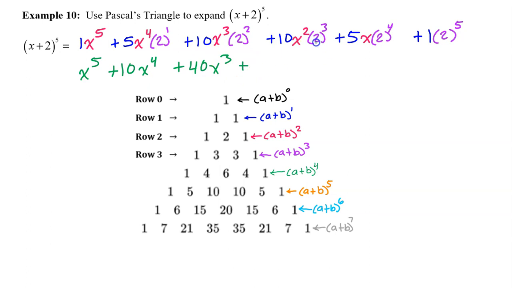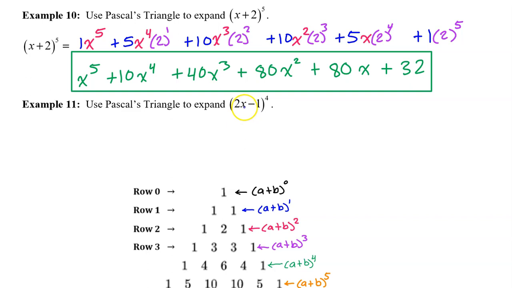For the next term, 2 to the 3rd power is 8. 8 times 10 is 80. So this term will be 80 x squared. 2 to the 4th power is 16, and 16 times 5 is 80. So this term will be 80x. And finally, 2 to the 5th power is 32. So this is your expanded binomial.